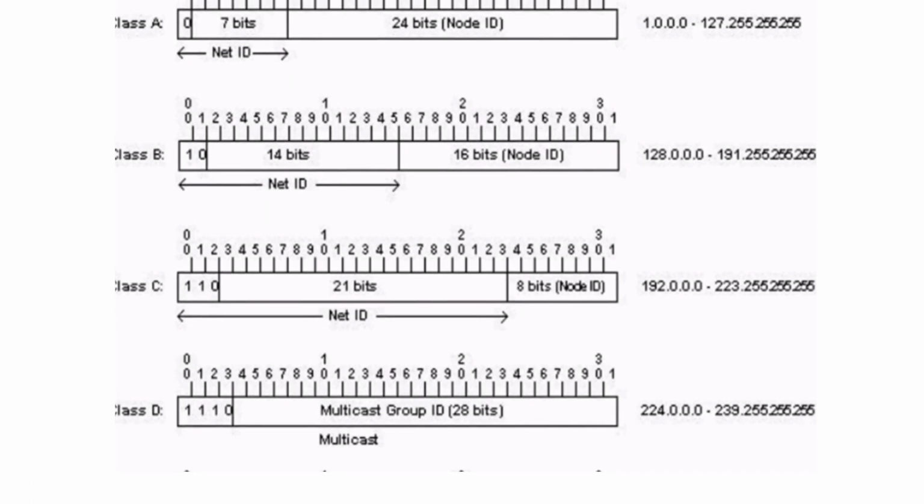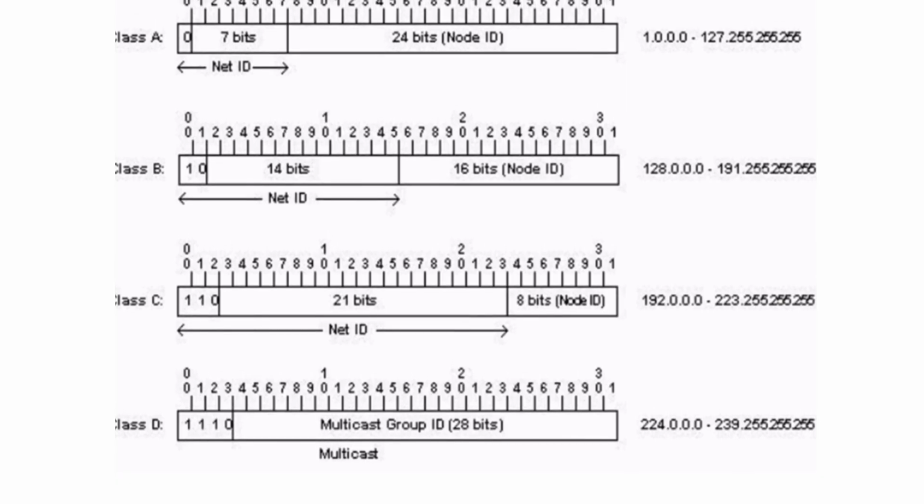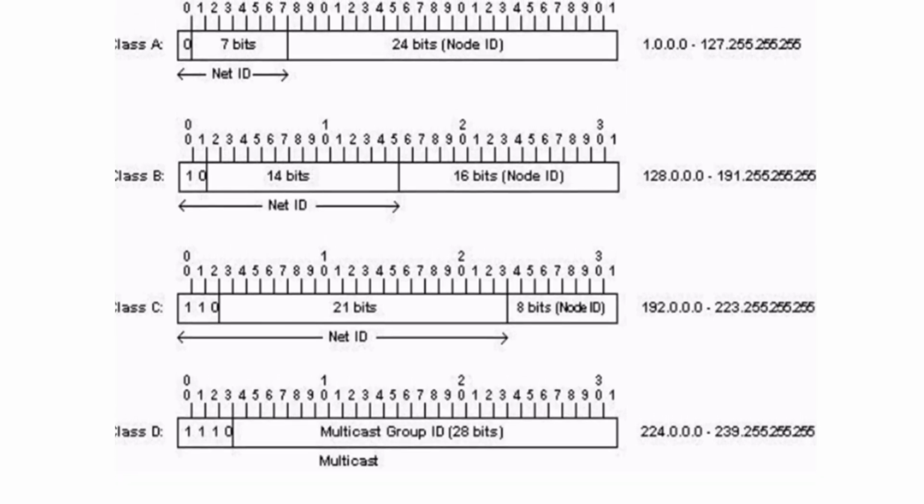Class A: the first octet is the network portion. Octets 2, 3, and 4 are for subnets and hosts. Class B: the first 2 octets are the network portion. Octets 3 and 4 are for subnets and hosts. Class C: the first 3 octets are the network portion. Octet 4 is for subnets and hosts.